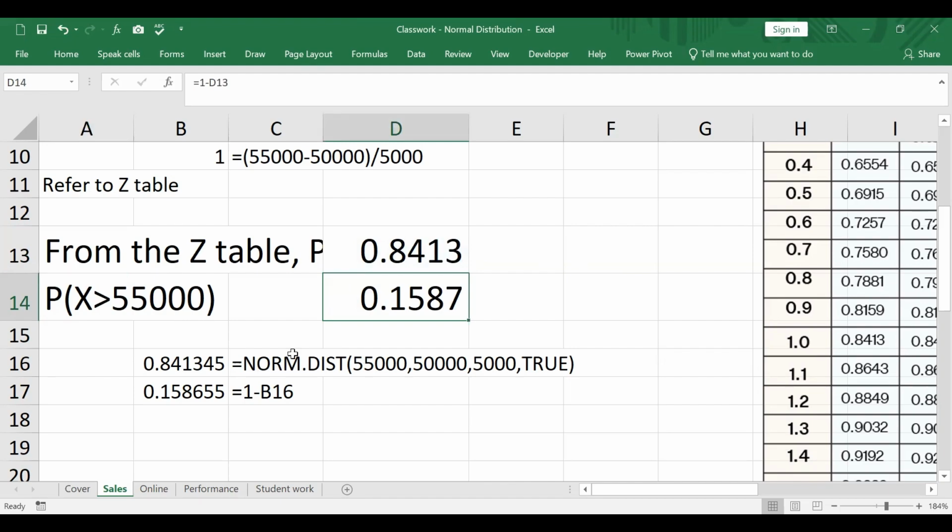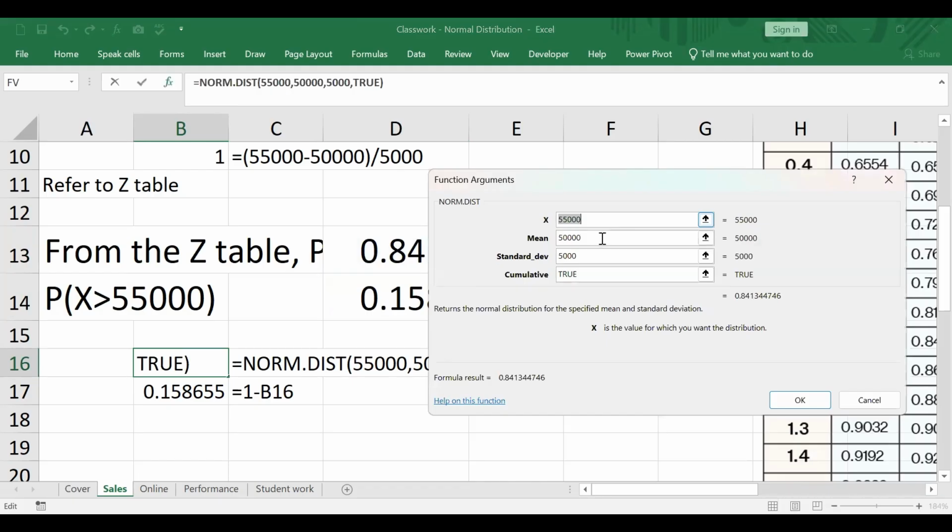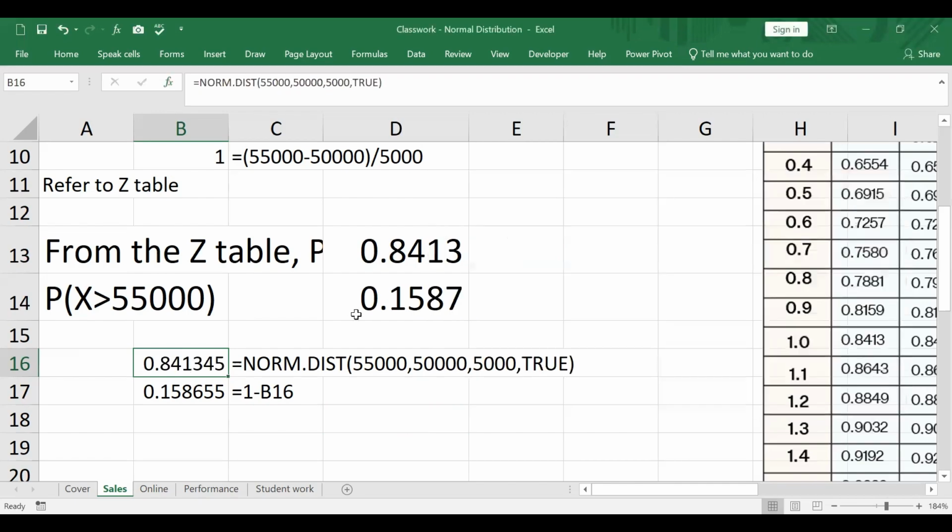You can do this directly also without the use of the Z table, and the formula for that is NORM.DIST. You click this one. X value we want to find out is 55,000. Mean given here is 50,000. Standard deviation is 5,000. And we want cumulative, that means we want up to that place. And that comes to be 0.8413. That is what is given here. And then, of course, you have to subtract from 1. So that is how you solve this problem.